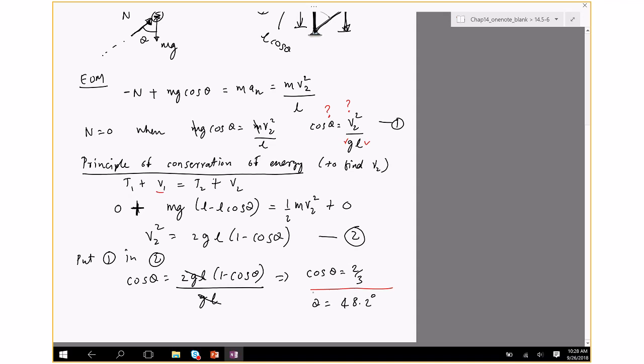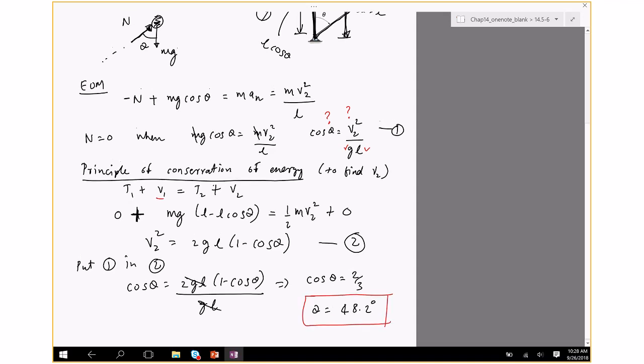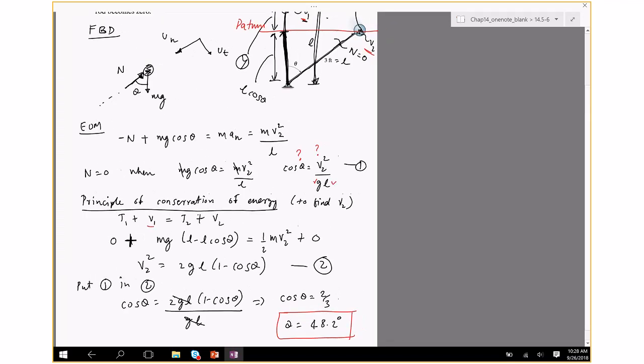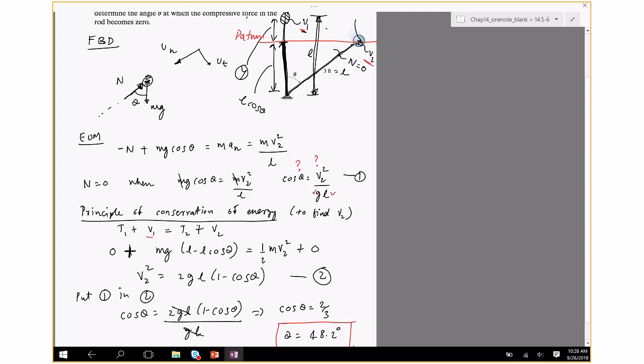So it's very interesting that the final answer does not depend on mass, it doesn't depend on gravity, it doesn't depend on the length. It's the same no matter what the length is, what the mass is. This is actually a classical result in dynamics, that the angle is independent of the features of the pendulum. By that I mean the mass, gravity, and the length.